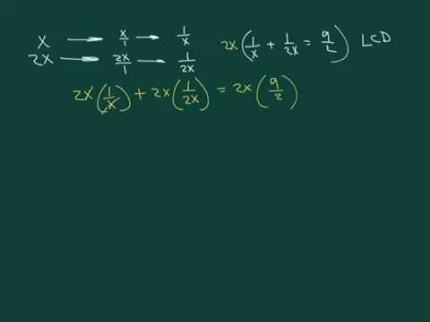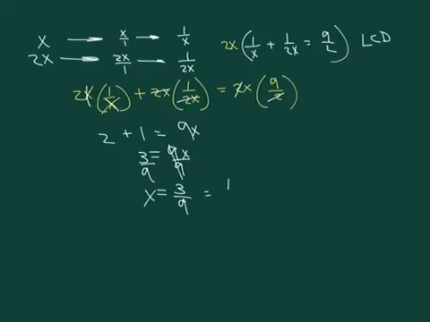Cancel that and that. Cancel that and that. Again, you have to have your fractions disappear. That was the whole point. So we get 2 plus 1 equals 9x. So 3 equals 9x, divide by 9, divide by 9, those go away. x equals 3/9 or 1/3. So it says find the two numbers.